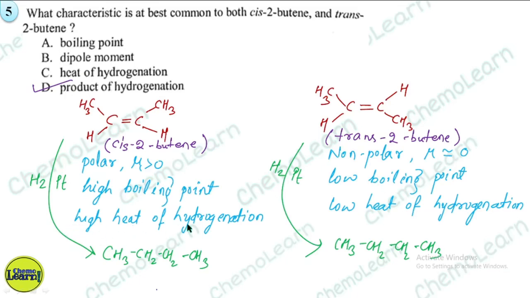Cis-2-butene has high heat of hydrogenation. On the other hand, trans-2-butene has low heat of hydrogenation. But their product of hydrogenation when treated with H2 and platinum forms N-butane, and here also we get N-butane. So the product of hydrogenation is the same in both cases.